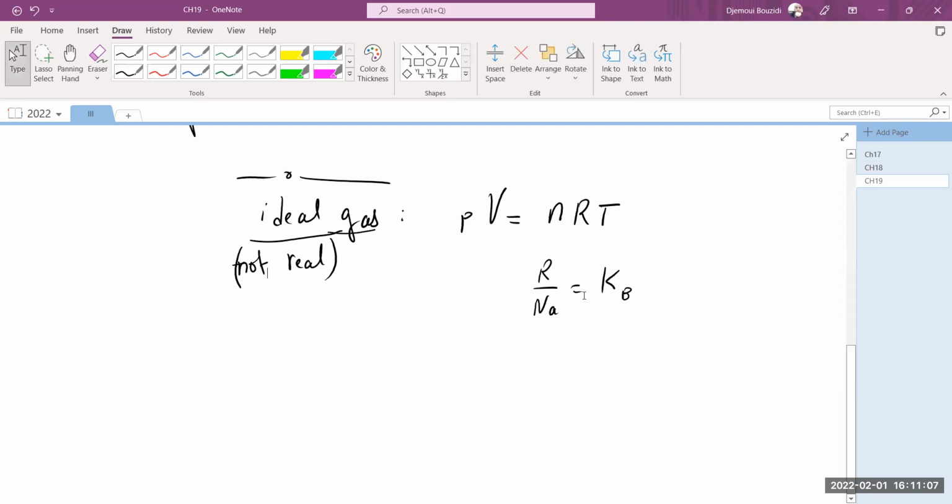Now, because of this law, I have the unknown pressure. I have the unknown volume. I have the unknown temperature. In all of our processes, we're going to assume that N is fixed and R is constant. N is not fixed in a few cases.